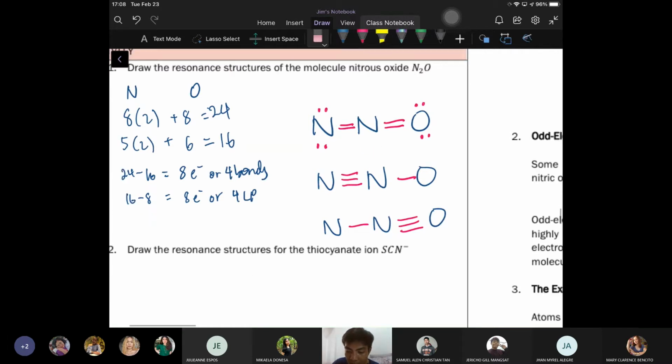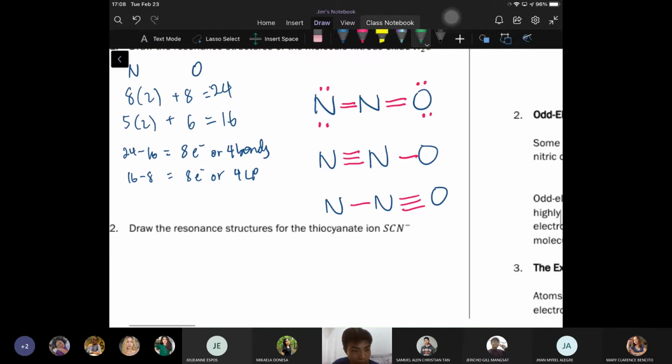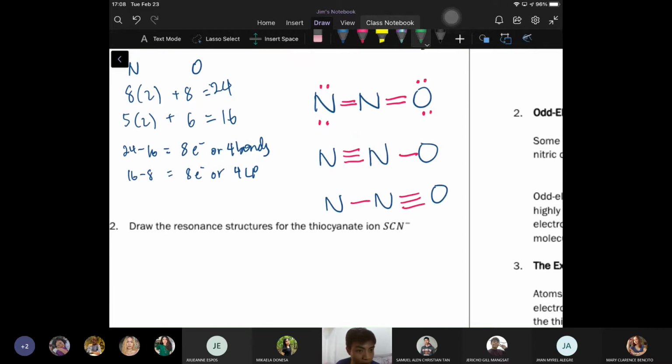How about itong nasa baba? So, for the molecule here below, ito ay oxygen muna. May 2 electrons na dyan.